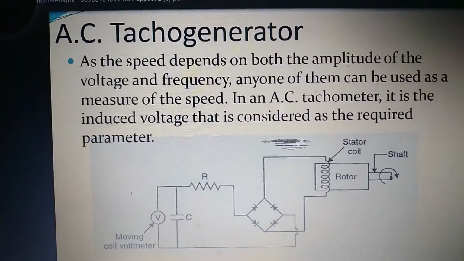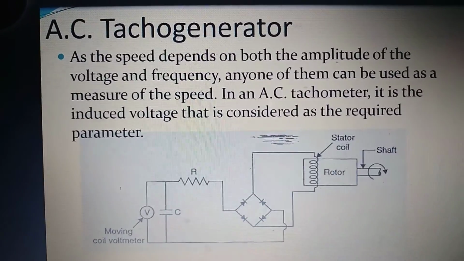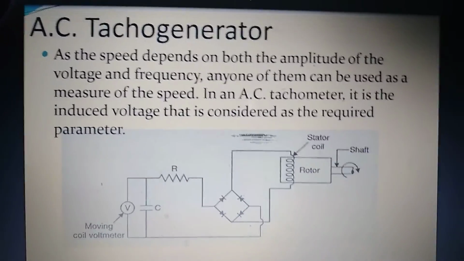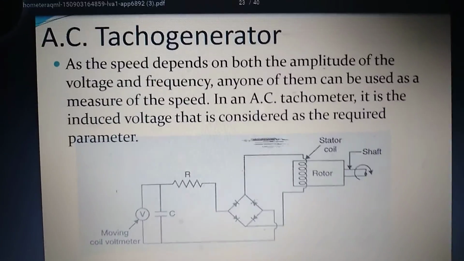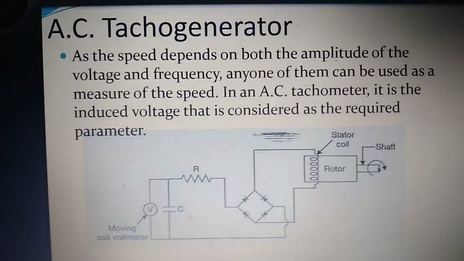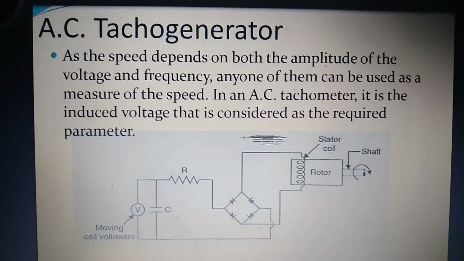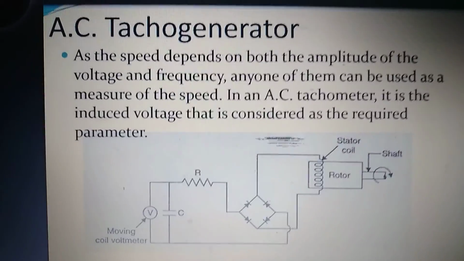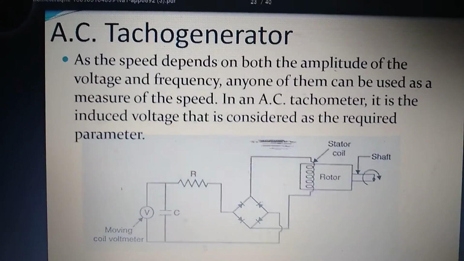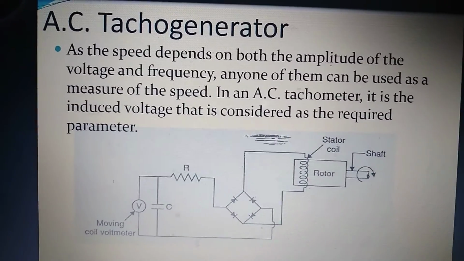Hi, good morning. So in today's class, I'm going to discuss AC tachometers or AC tacho generators. So what does tachometer mean? Tacho means, in Latin, finding the speeds. Generator means it gives the electrical signals. So using an AC tachometer, we find out the speed of rotational objects.